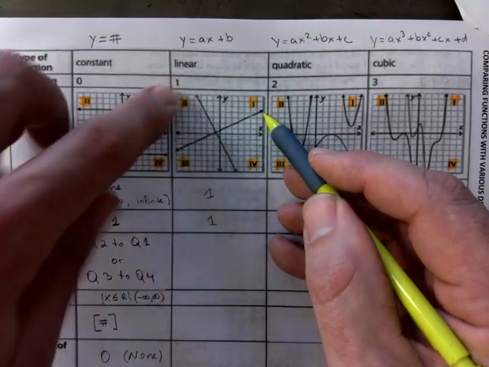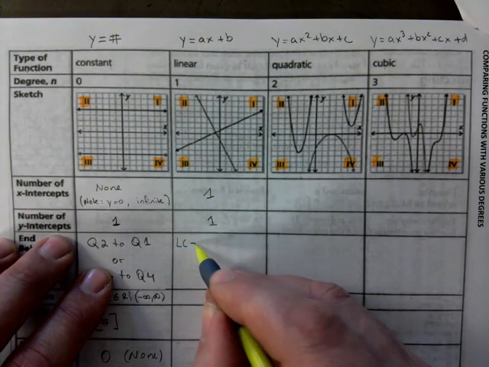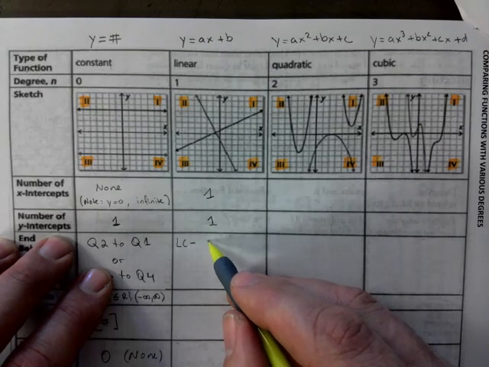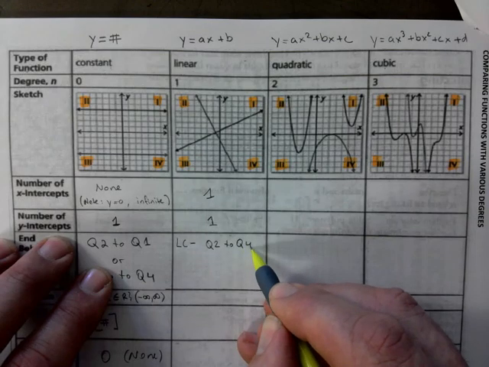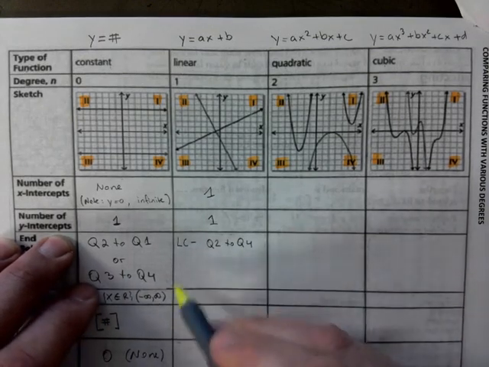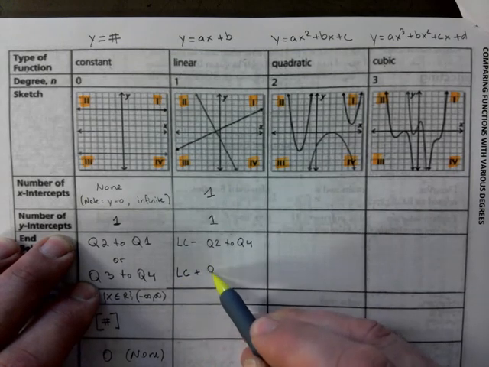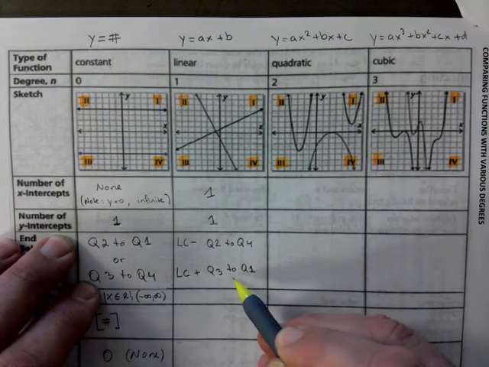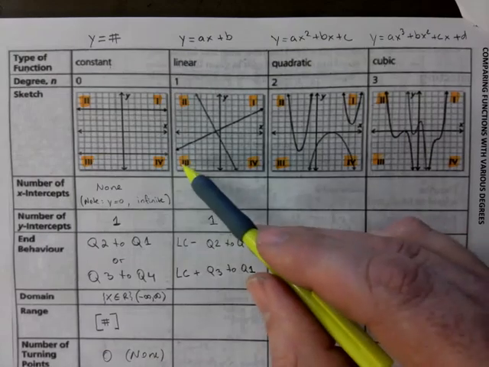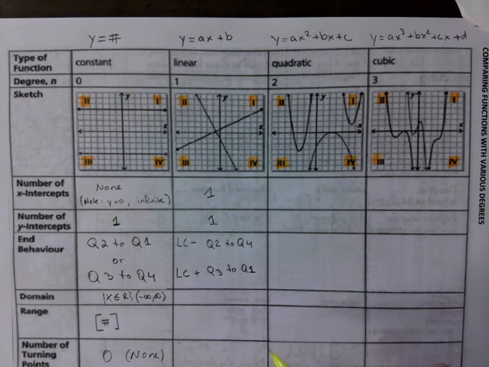If the leading coefficient is negative, write this down. If the leading coefficient is negative, then we are going from quadrant 2 to quadrant 4. If the leading coefficient is positive, we're going to go from quadrant 3 to quadrant 1. So the leading coefficient tells us that.